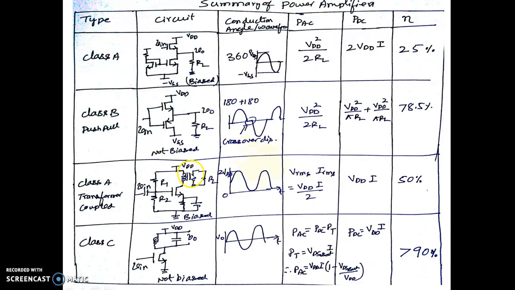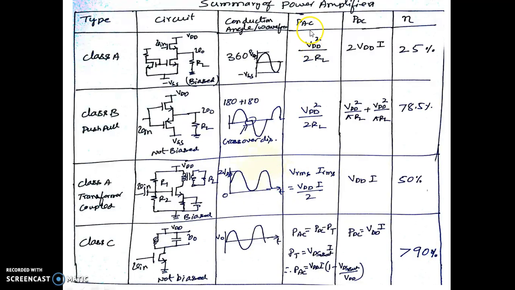We have also considered a transformer coupled class A power amplifier. The advantage of having this transformer coupled is that this RL, which is small, will look like a very high impedance here. One more advantage is that the output swing is twice the VDD because of the counter EMF that is there in the transformer.